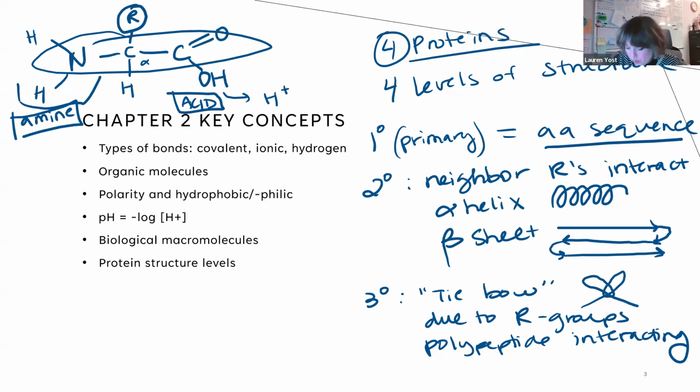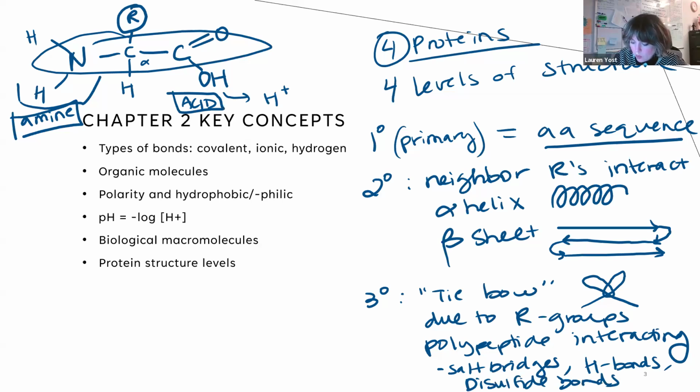And this will be whenever we create things like salt bridges between ionic amino acids. This could be hydrogen bonds across the way, or this could be disulfide bonds, which are covalent between sulfur groups, all of that stuff. So this is what's causing that polypeptide to get its overall shape.